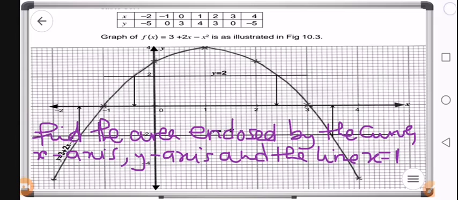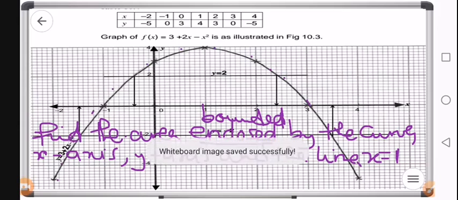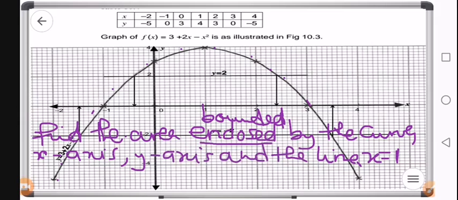All right, we have this question which says find the area enclosed. The word enclosed can be replaced by the word bounded, which means they can ask you something like the area bounded, or they can say the area enclosed. So this question is saying find the area enclosed by the curve.